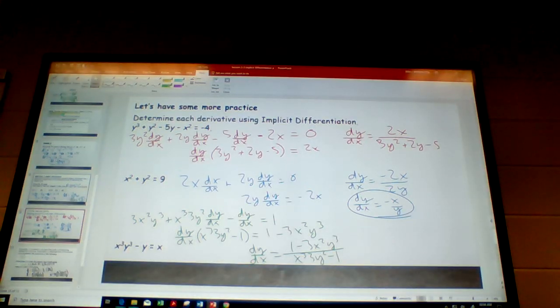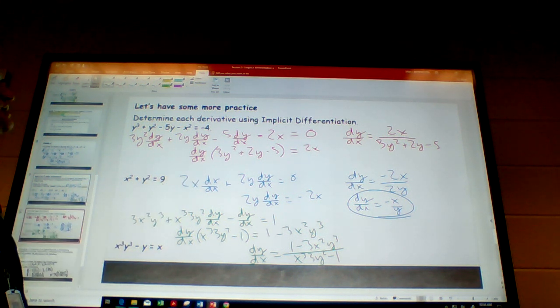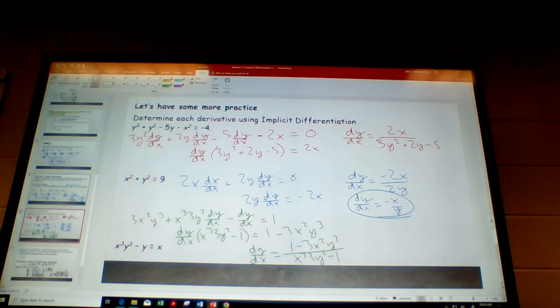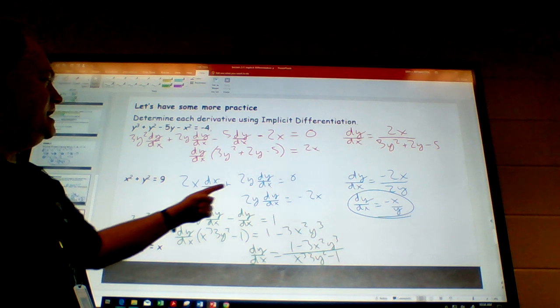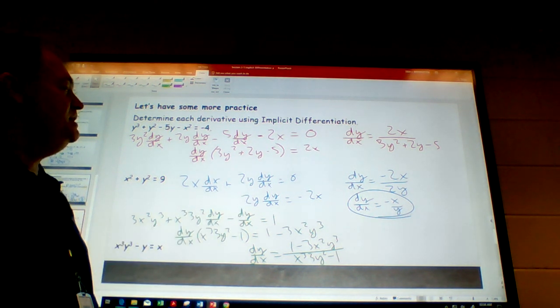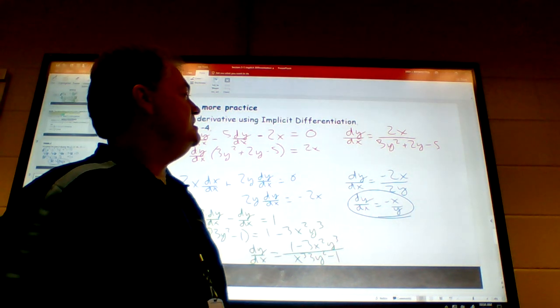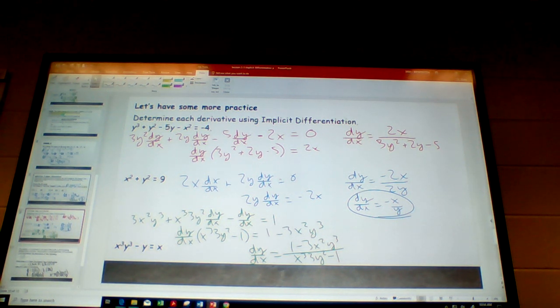Now let's look at x squared plus y squared equals 9. The derivative of x squared is 2x dx over dx, plus 2y dy over dx equals 0, because the derivative of 9 is simply 0. Then dx over dx becomes 1, and you move it over to the right as negative 2x. So you have 2y dy over dx equals negative 2x, which when you move the 2y over to the other side, gives dy over dx equals negative x over y.